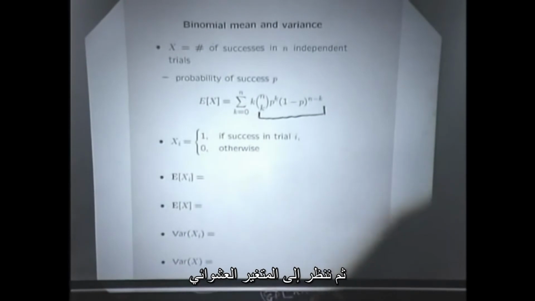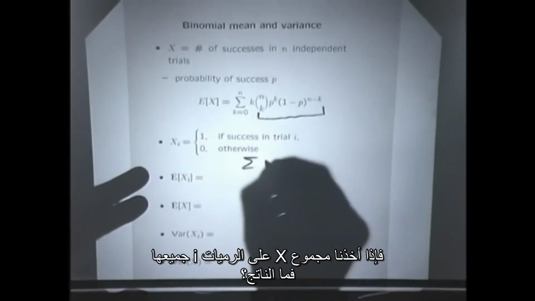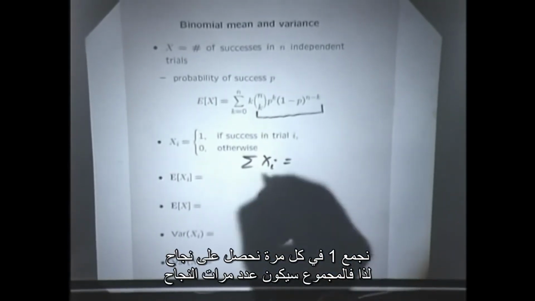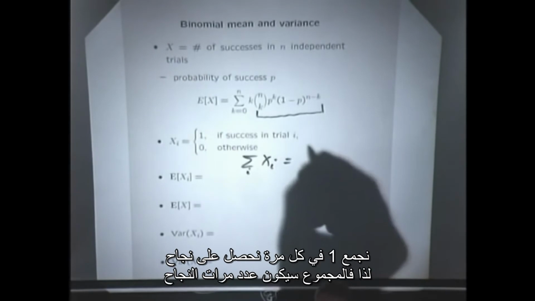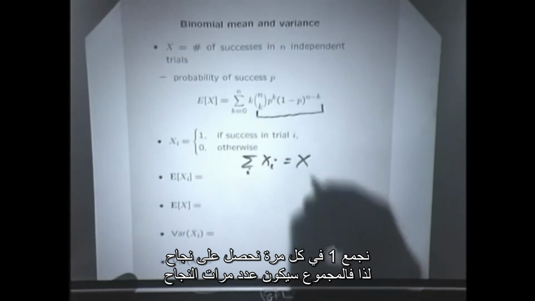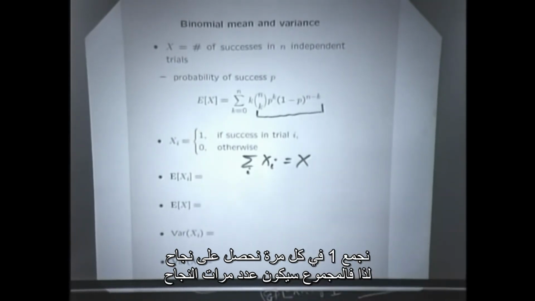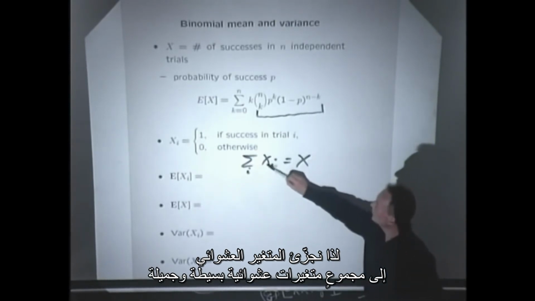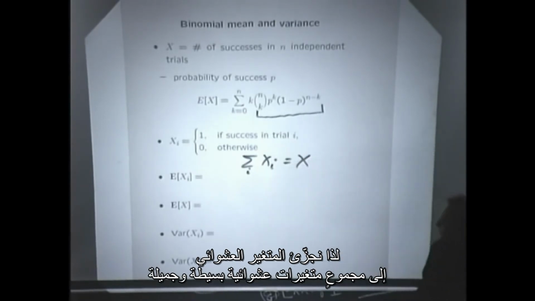And then we look at the random variable. If we take the sum of the xi's, what is it going to be? We add 1 each time that we get a success. So the sum is going to be the total number of successes. So we break up the random variable of interest as a sum of really nice and simple random variables.